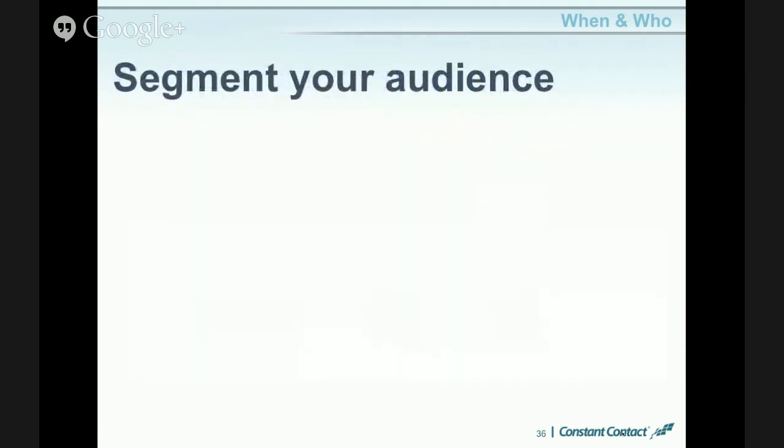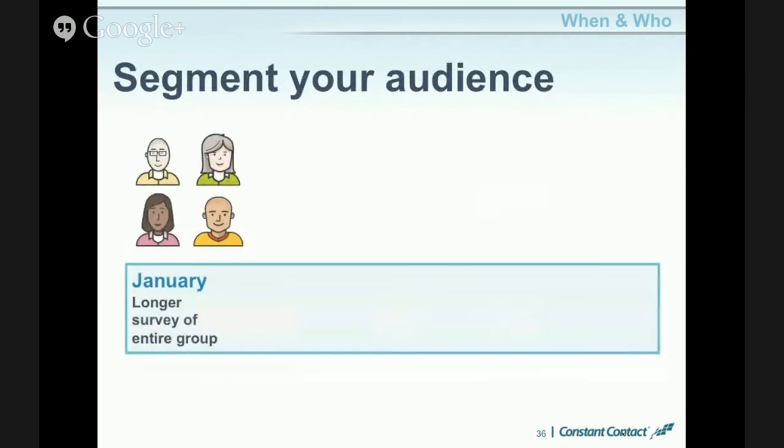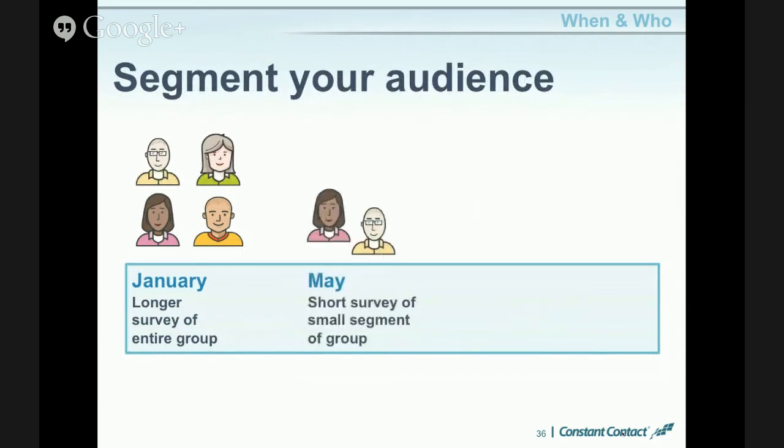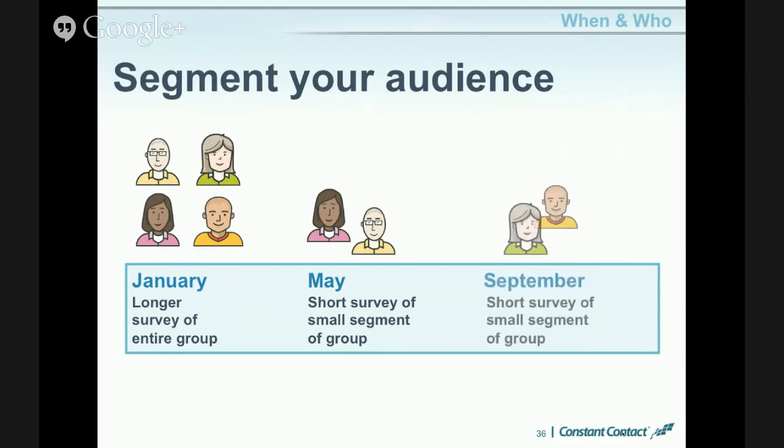As you segment your audience, you might want to think about a timeline associated with that. So maybe in January you give a longer survey to the entire group, and then maybe in May you do a short survey of a small segment of that group, or maybe do some short surveys of small segments of the entire group, but make sure that one person only fits in one category. If you're going to send it out to multiples, you don't want to send a person 3 or 4 surveys, because they're not going to respond. And then in September, you'll send another short survey to a small segment of the group.